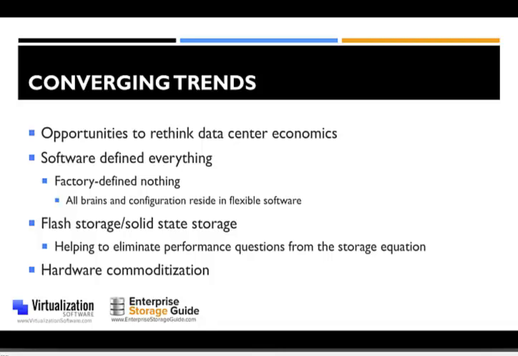And we start thinking about software-defined everything, factory-defined nothing. All brains of configuration reside inside flexible software. There are no ASICs, no FPGAs, nothing proprietary that stores any of our configuration information. We have flash storage, solid-state storage, helping to eliminate performance questions from the storage equation. We also see the commoditization trend. So we're starting to use less expensive hardware, even as we jettison some of the proprietary hardware from our data centers. And we'll talk about all of that as we move forward.